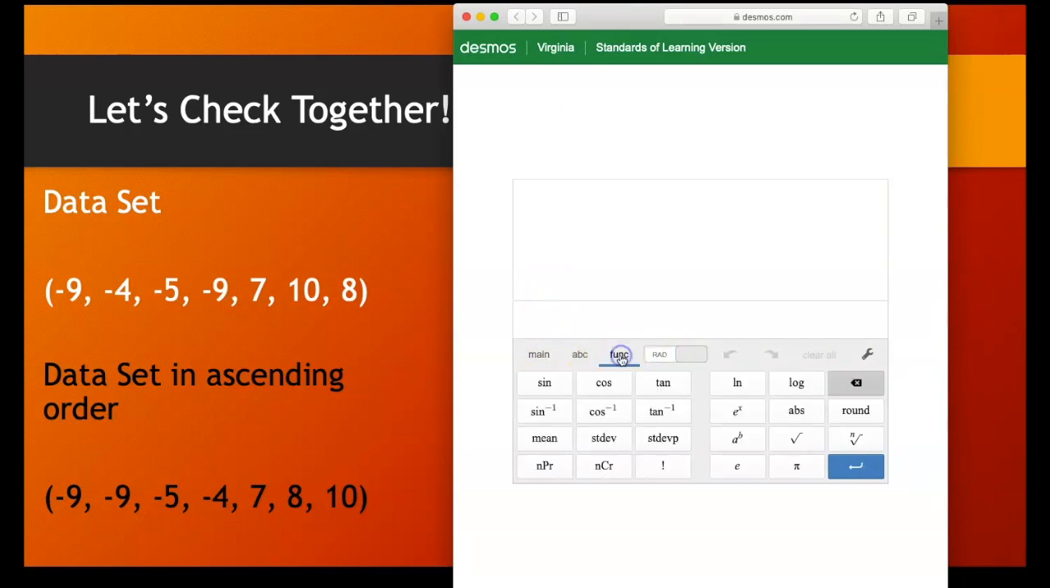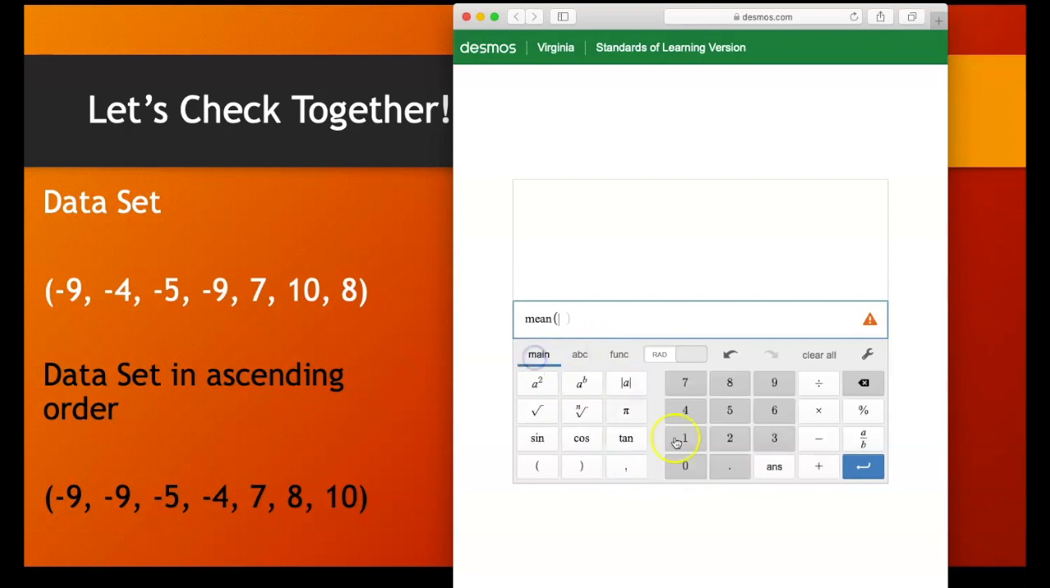We're going to go to function, mean. You don't have to put them in order for you to use this Desmos function, okay? But the difference is here, we want to make sure we use our subtraction or negative sign to represent that negative. So we're going to place that in front. So there we go, -9. Don't forget your comma. -4. Again, I'm placing that comma. And I'm just going by the first set that it was originally given in because it doesn't matter.